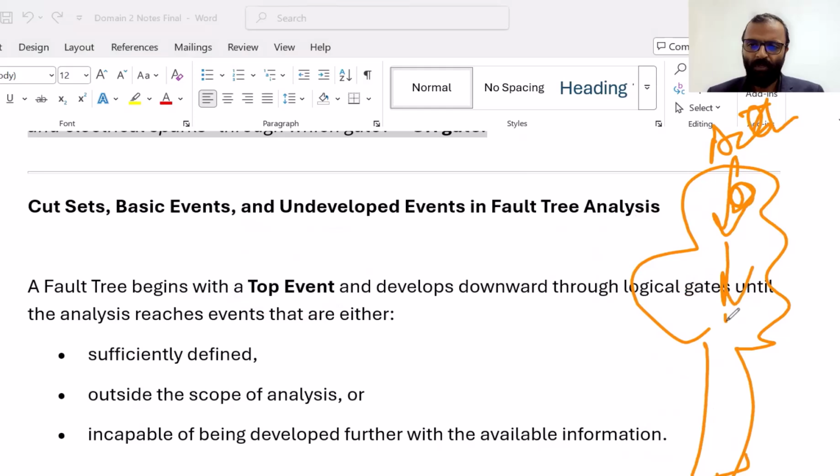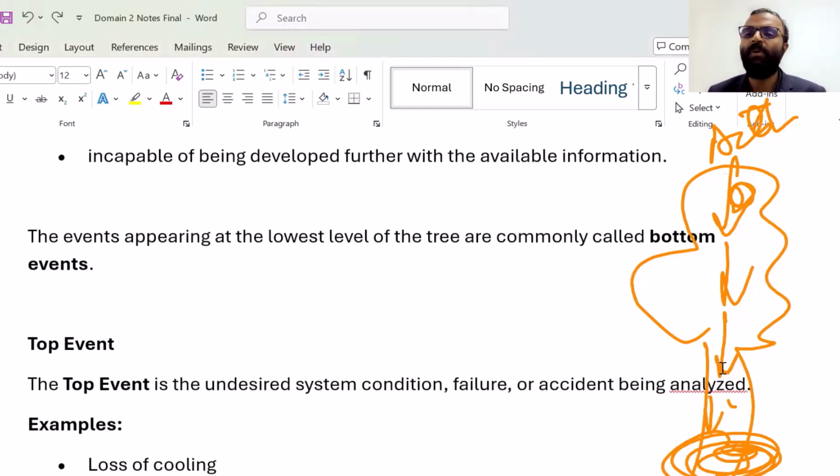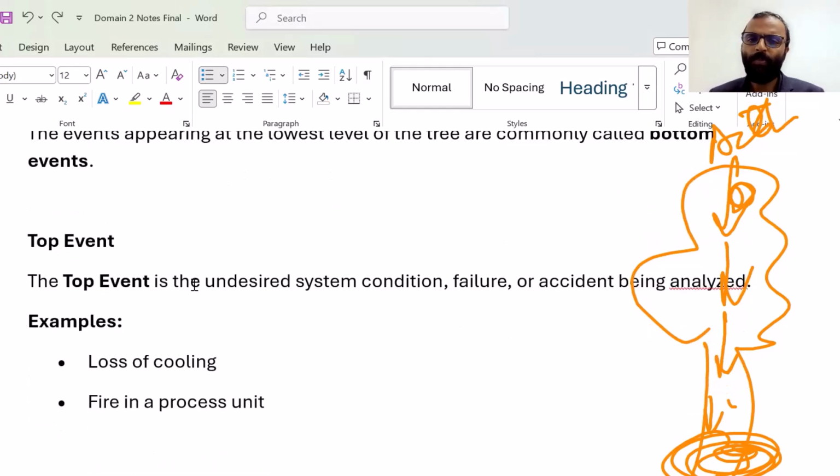You are moving downward and understanding why this accident has occurred. The most bottom event is known as the bottom event, the lowest event. The highest event is the accident, that is your top event. The bottom event would be your root cause, that is why this top event has happened. The top event is your undesired system event.